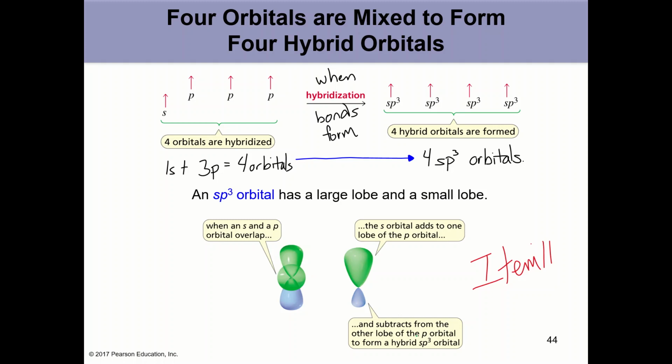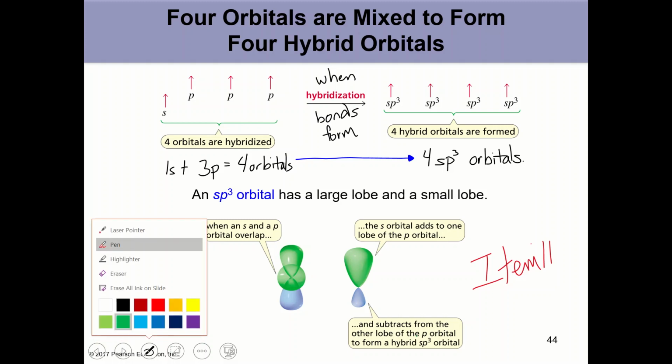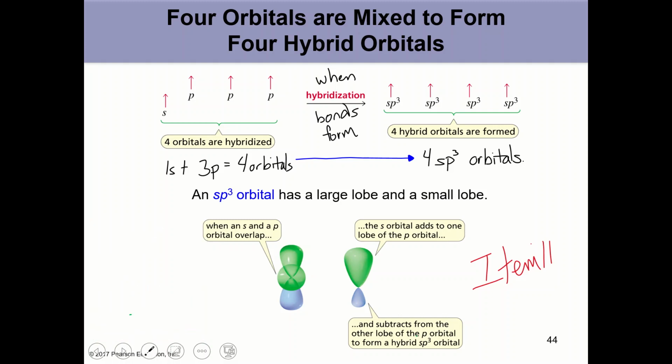So we put in 1s plus 3 p's. Hold on, getting my laser pointer. Okay, so we put in 1s and 3 p's, and that is 4 orbitals. These are all blended together until they're equal energy, and those 4 orbitals then make 4 equal orbitals called sp3 orbitals.